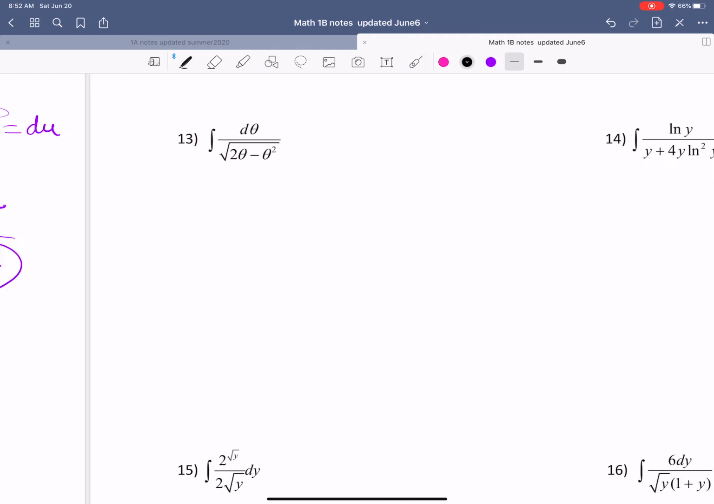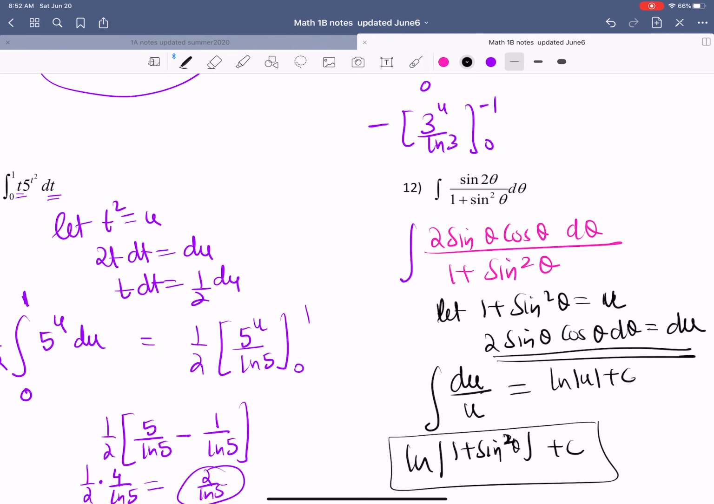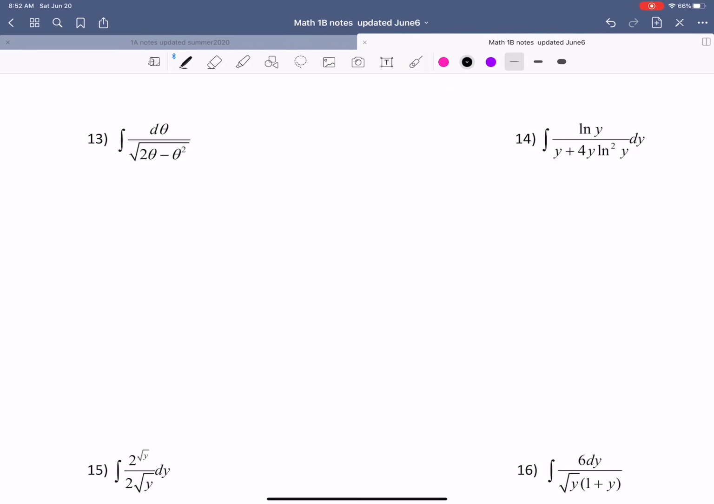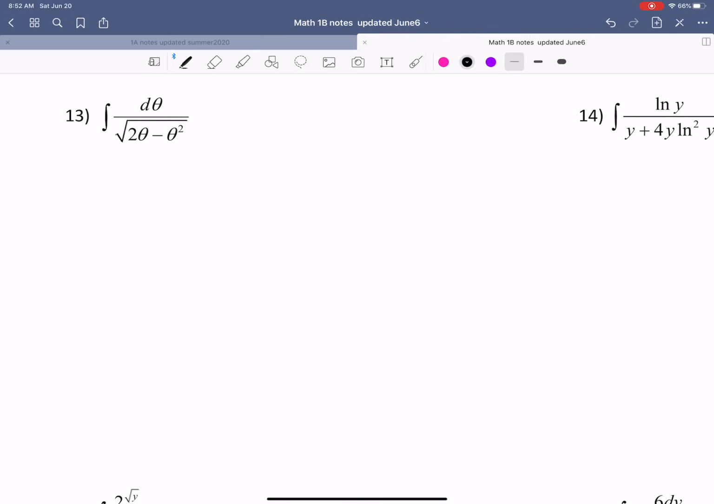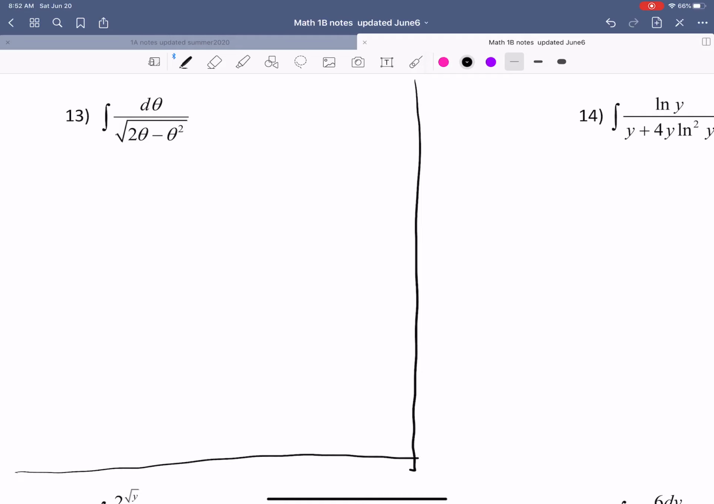Okay, let's see. What do we have now? Next page. The integral of d theta over 2 theta minus theta squared. So how can I evaluate this integral? There are no thetas on the top, so it looks like it's not a direct u substitution. So what I'm going to try to do is complete the square here. Maybe I should do the completing the square work on the side.